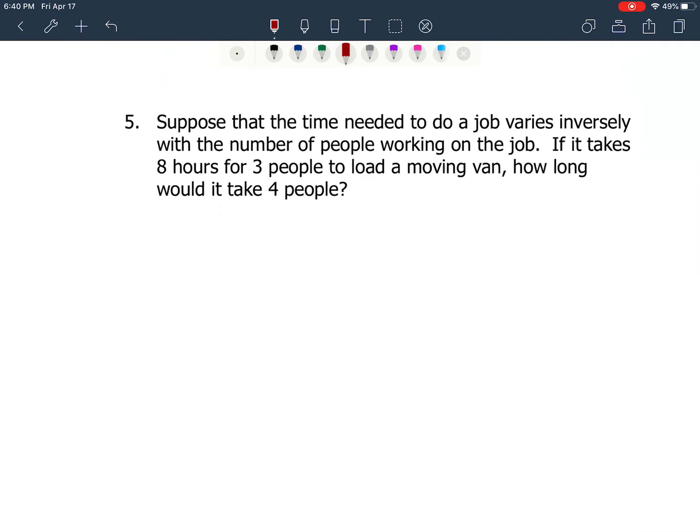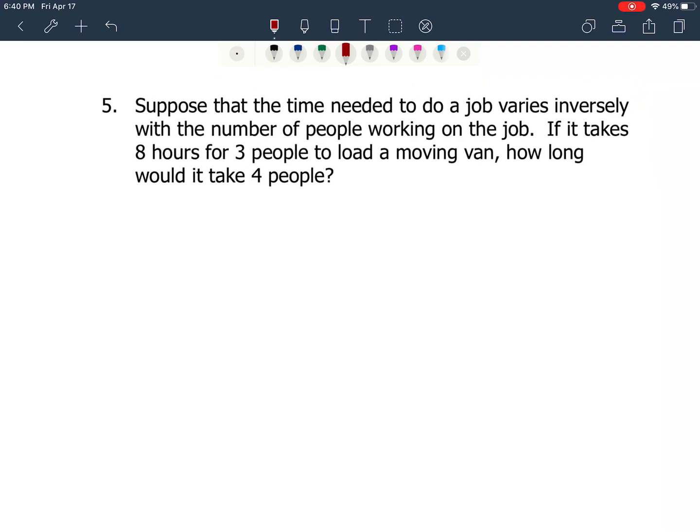Suppose that the time needed to do a job varies inversely with the number of people working on the job. If it takes 8 hours for 3 people to load a moving van, how long would it take 4 people? So let's think about this. Maybe even press pause and see if you can define what your variables are going to be, and maybe even set this up and possibly even solve it. Meanwhile, I'm going to work it out.